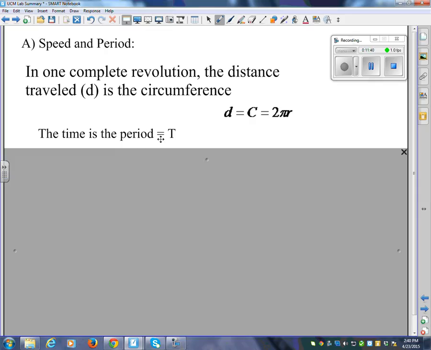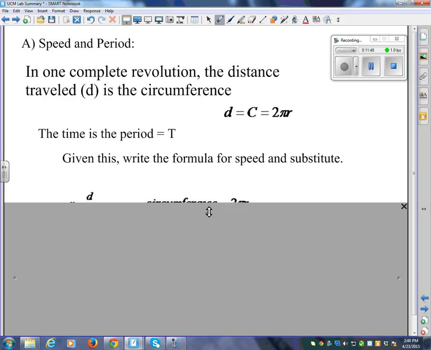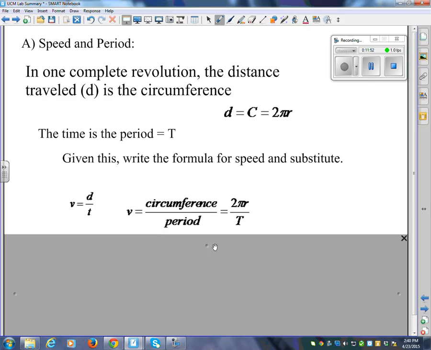Period is the capital T. For some reason they use big T for period. It means once around. So what's going to be the speed? Speed or velocity, I taught you, v equals d over t. What's the distance traveled? Circumference, 2 pi r, and the period is T. So the velocity of the rubber stopper is 2 pi r over T.